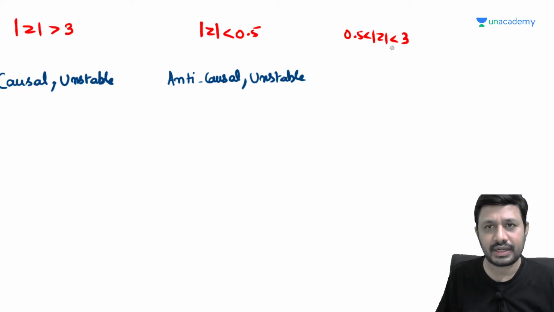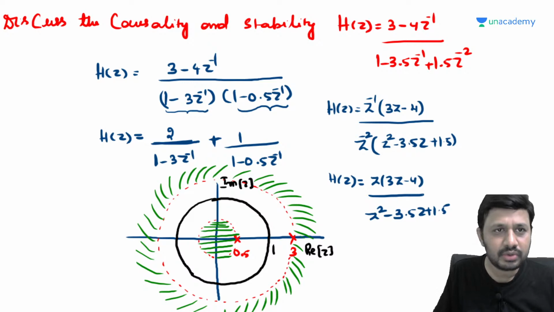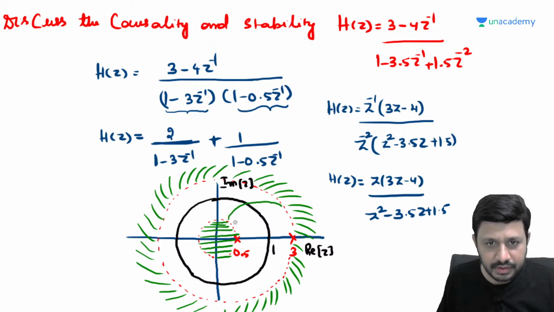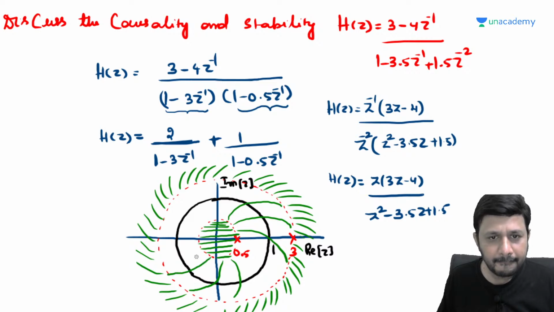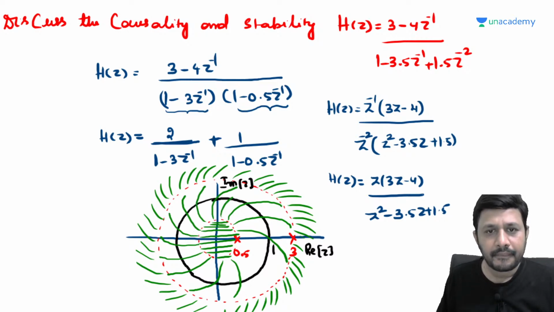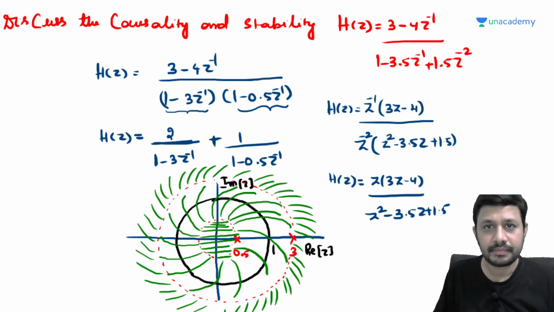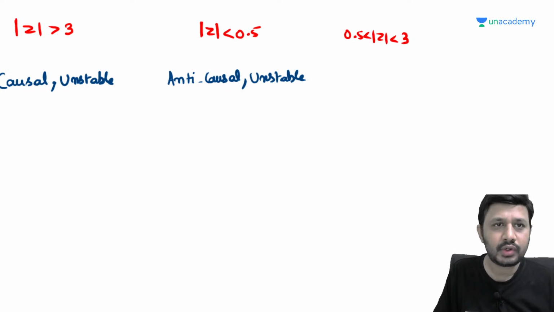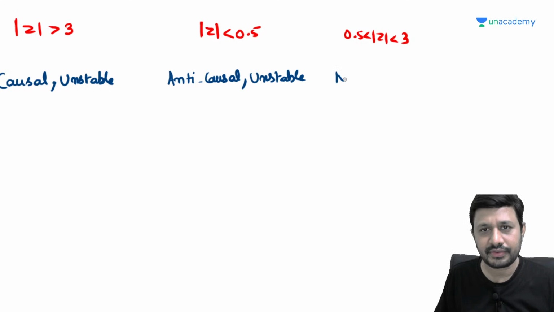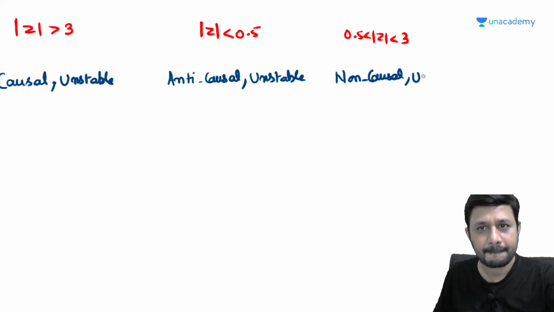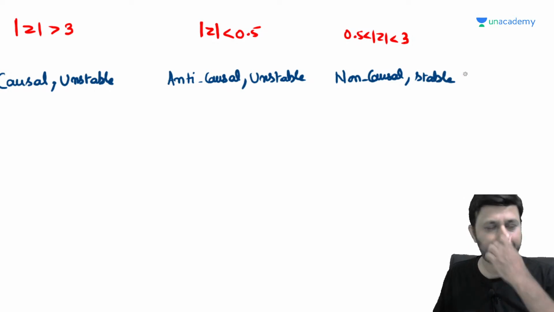Third case, 0.5 less than mod z less than 3, means from 0.5 to 3. From 0.5 to 3 means what is that portion? Here, this portion. So from 0.5 to 3, the ROC is two-sided. Two-sided means, remember, it is always non-causal, and it is including the unit circle. Including the unit circle, stable.